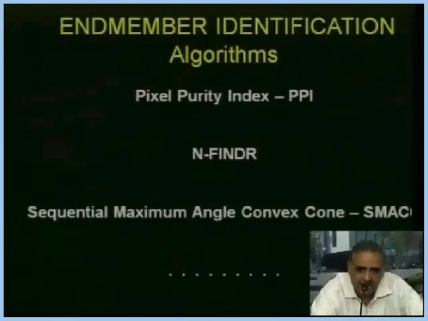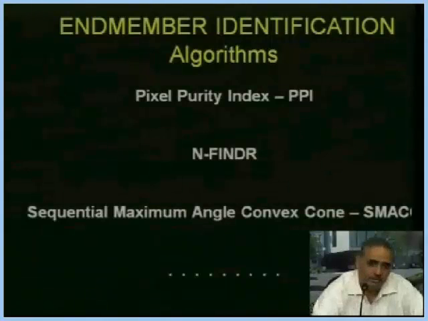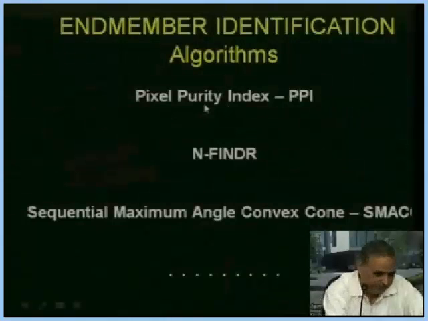In the absence of systematic ground truth information, however, endmembers or the pure pixels will be identified. Several methods have been developed over the years. Among them, pixel purity index is the most widely used. Next come N-FINDR, then sequential maximum angle convex cone, and so on and so forth. We'll just have a look at the pixel purity index.